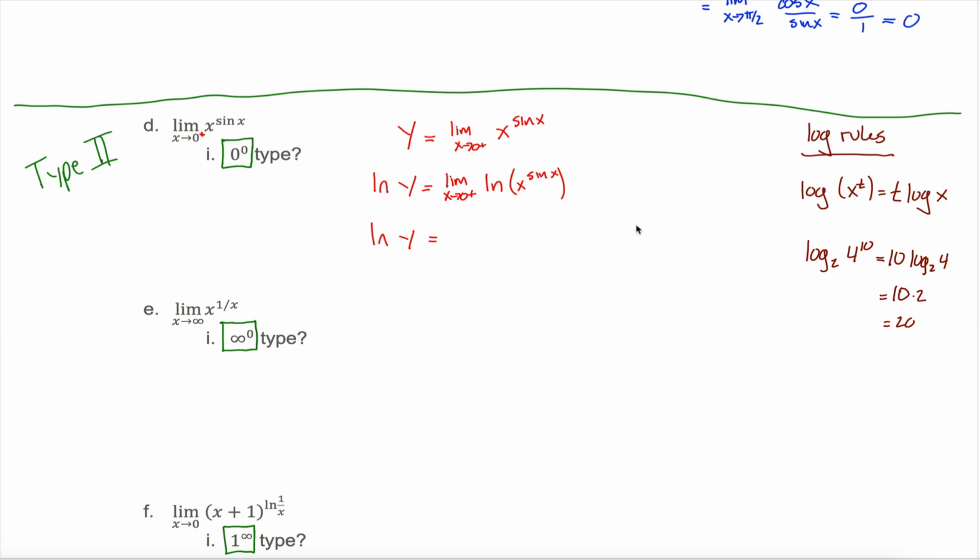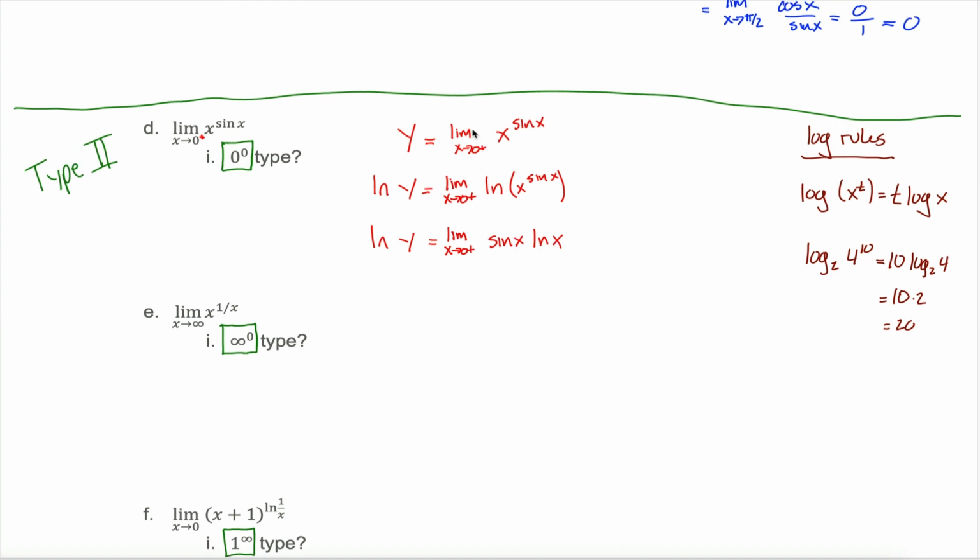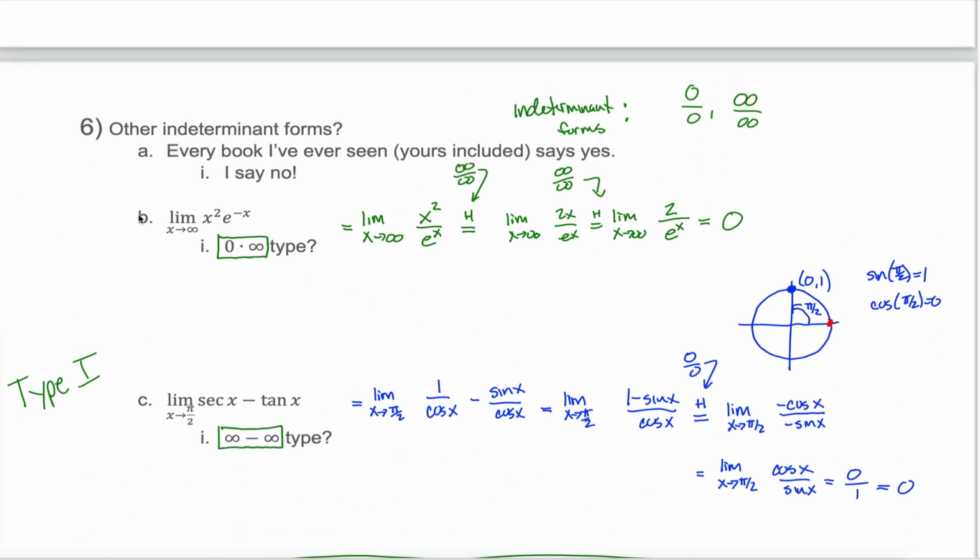And thanks to this log rule, we'll always be able to rewrite this as a product of two things. In this case, the sine of x and the natural log of x. Think, you're taking this sine of x and you're bringing it down in front of this natural log of x, and that gets you here. You might not recognize this, but when x gets really close to 0, sine of x gets really close to 0. And when x gets really close to 0, natural log of x gets really close to negative infinity. What we have here is the 0 times infinity indeterminate form that we saw up here in part B.